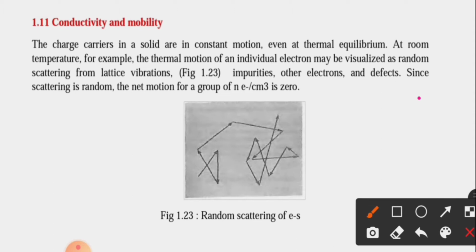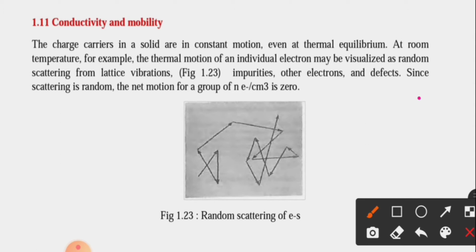The charge carriers in a solid are in constant motion. Both electrons and holes are in constant motion at thermal equilibrium. At room temperature, the thermal motion of an individual electron may be visualized as random scattering from the lattice vibrations, impurities, other electrons and defects. Electrons or holes are in continuous motion, but this motion is random. There is no particular pattern for that. It is random. You can see it in the figure.